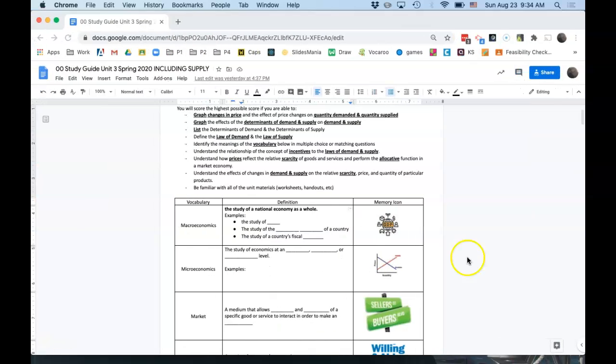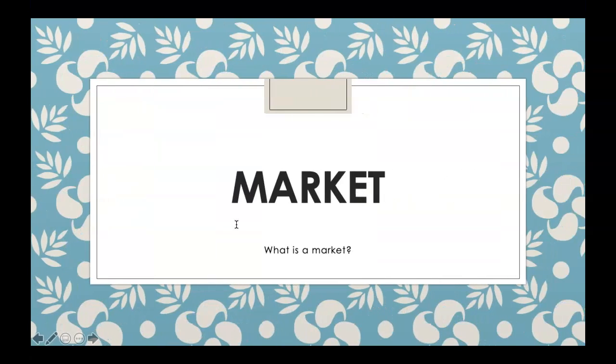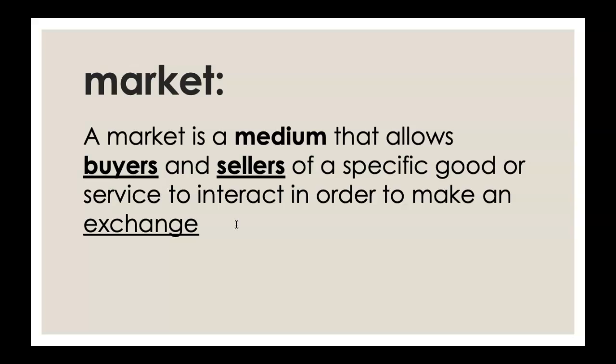So, next we need to be talking about what do we actually mean by the word market. If we're going to be studying different markets, we need to know what the word literally means from the perspective of an economist. A market is a medium that allows buyers and sellers of a specific good or service to interact in order to make an exchange. So put that in your study guide.